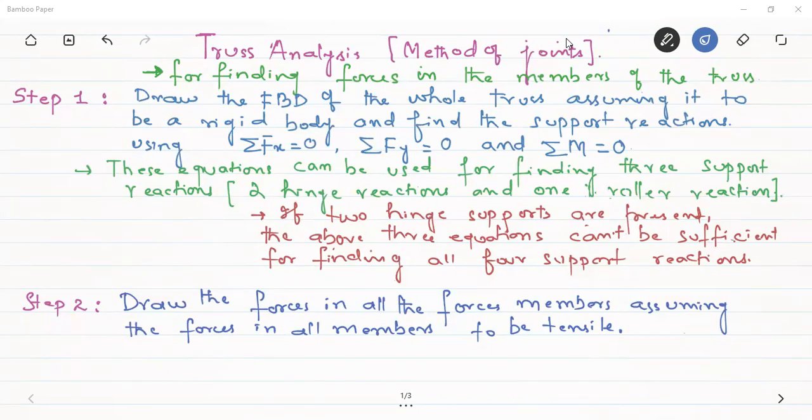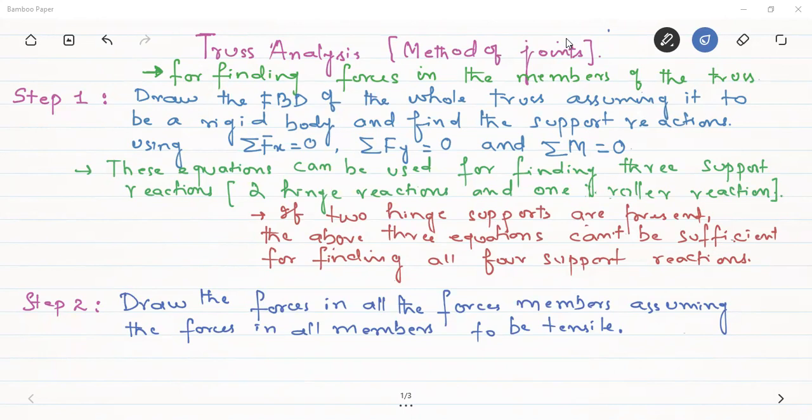So actually there are two methods of finding the forces in the members of the truss. The first method is the method of joints and the second method is the method of sections. In this lecture, we will restrict our discussion to the method of joints. That is, we will see how we use the method of joints for finding the forces in all the members of the truss.